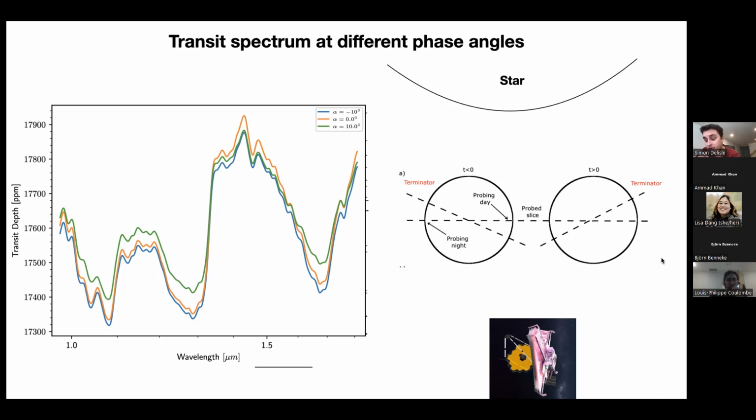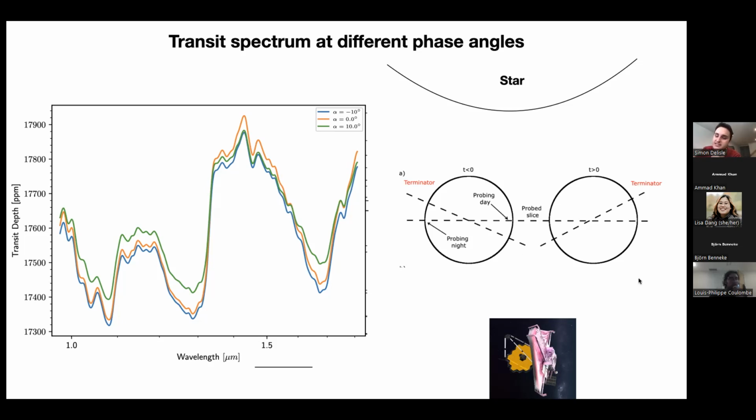And we also know that usually if you have a cold part of an atmosphere and a hot part of an atmosphere, they don't cancel out, in the sense that the hot part of the atmosphere will have much more impact on the transit spectrum than the cold part, mostly because the atmospheric extent is exponential, basically. So the higher your temperature is, the higher your atmospheric extent.